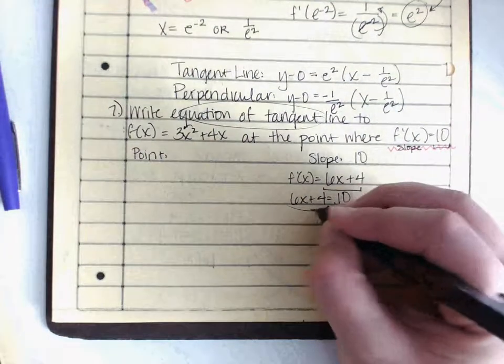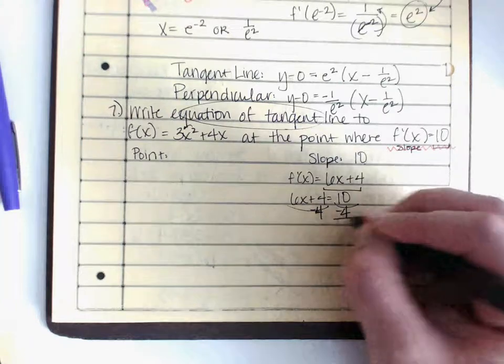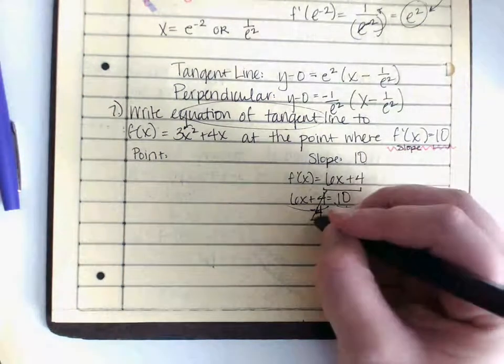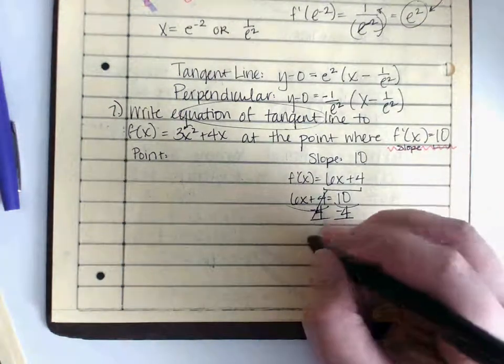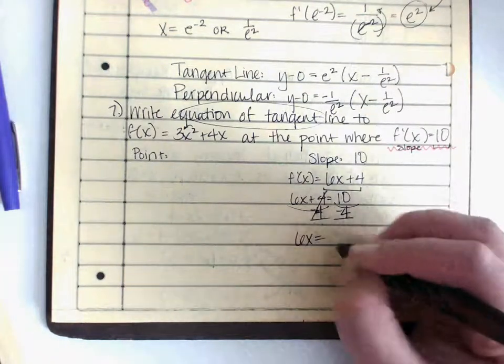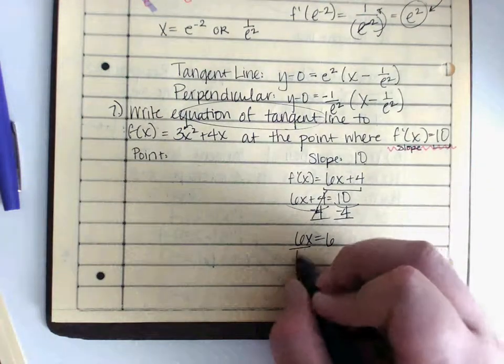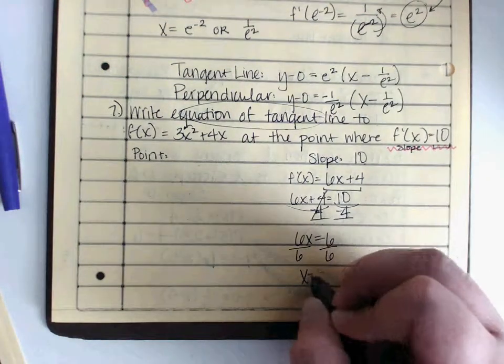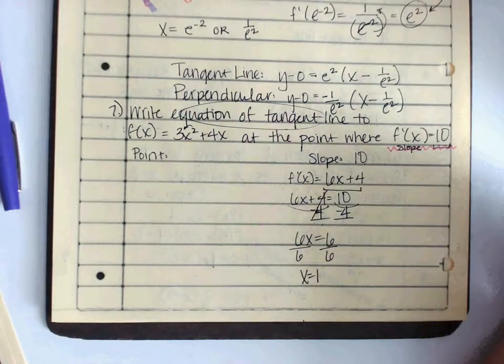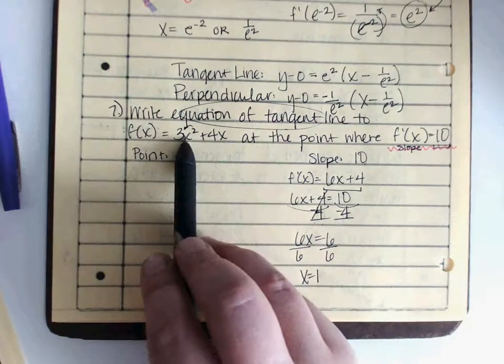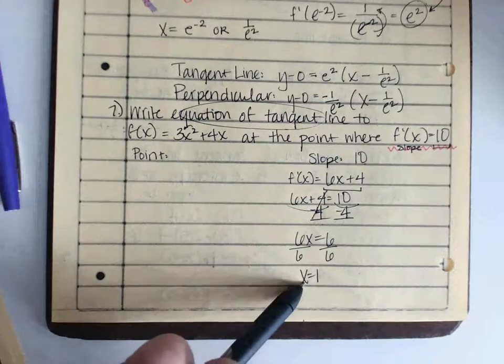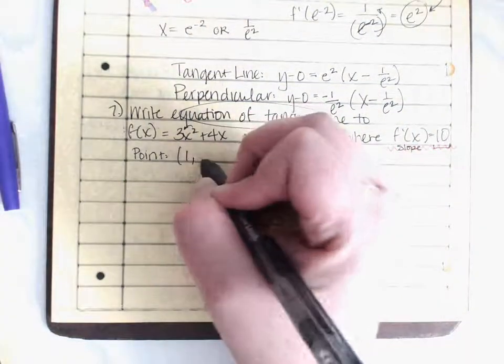Well, then I'm going to minus my 4 across. 4's cross out there. I have 6x equals 10 minus 4 is 6. Divide by 6 on both sides. X is 1. So the only place on my graph where my slope is 10 is at 1. Well, then that's the x value of my point.